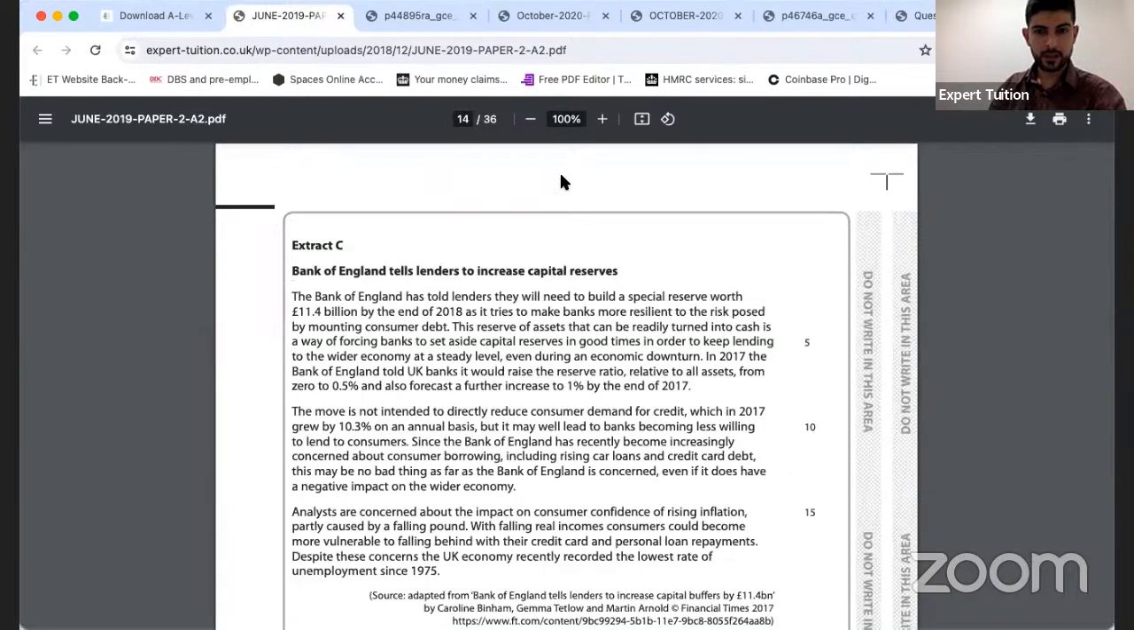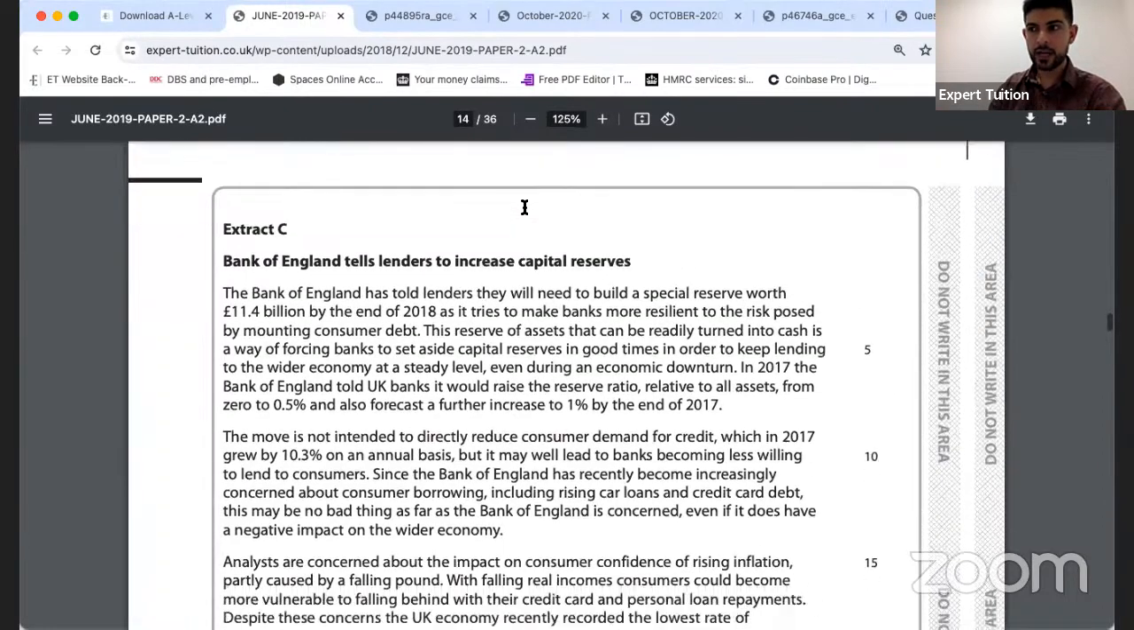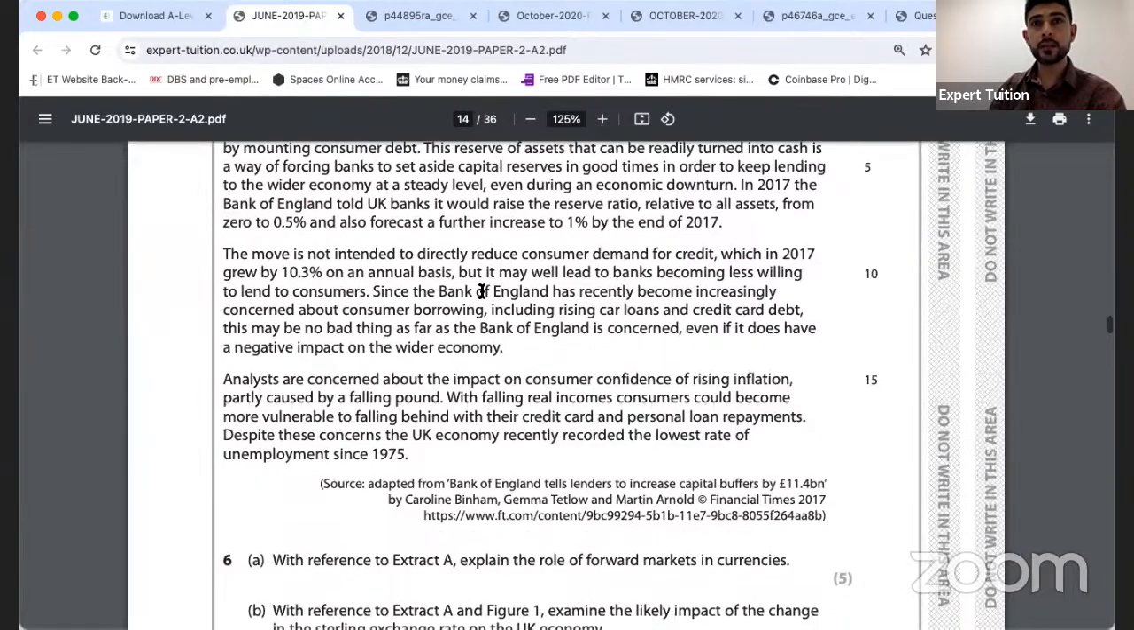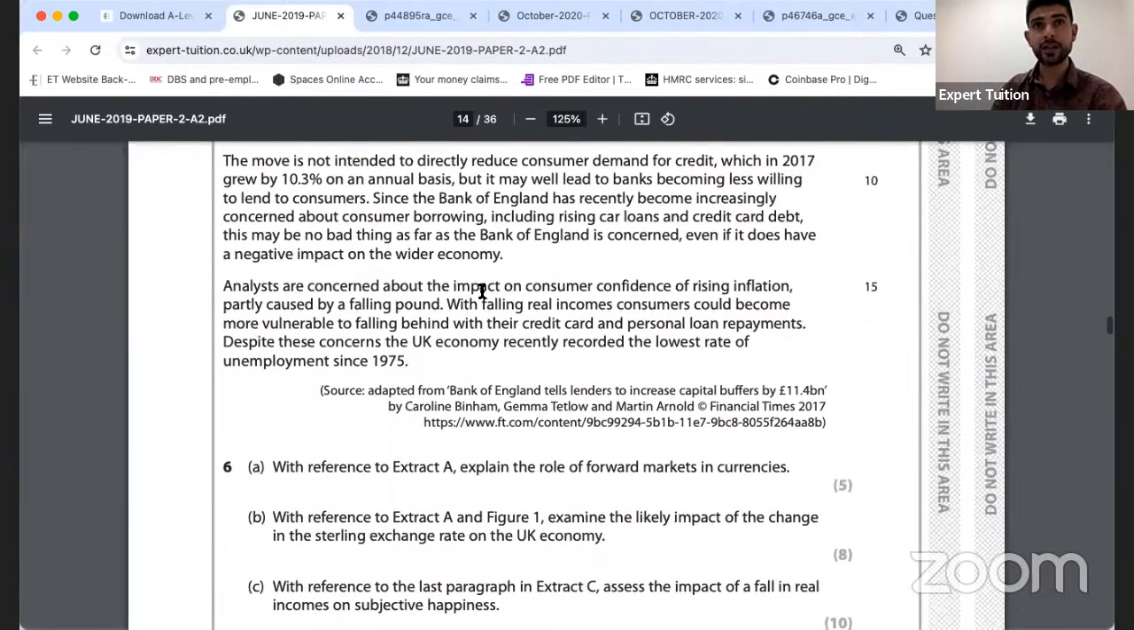And this is the question that I want us to deal with. I actually want to deal with this in terms of economics exam strategy as much as anything else.